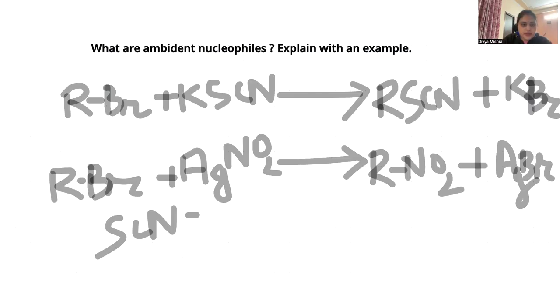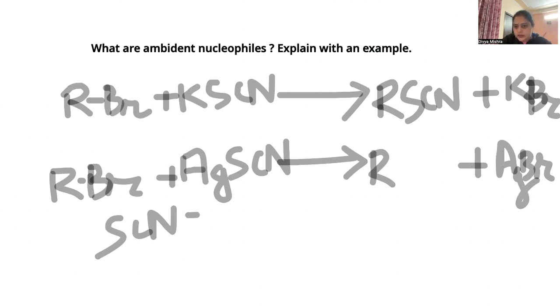And if we take the other site, that is the nitrogen site, then what will be the product? The product will be alkyl isothiocyanate, because the reacting site will now be nitrogen. The reacting site is here, nitrogen. So you can see that the thiocyanate ion is also an ambident nucleophile.